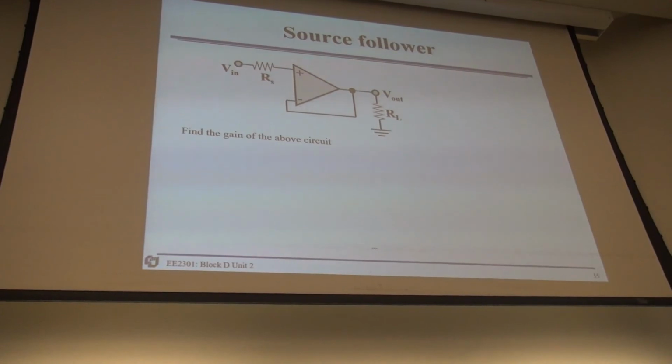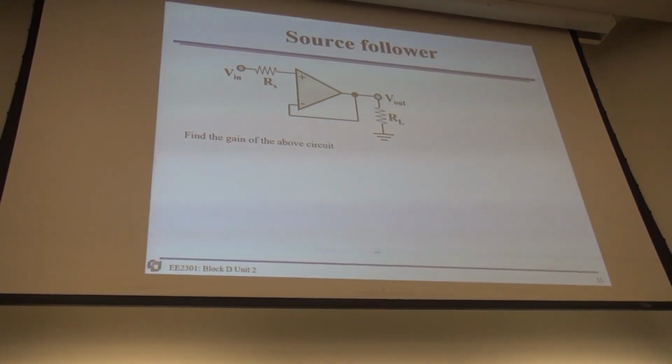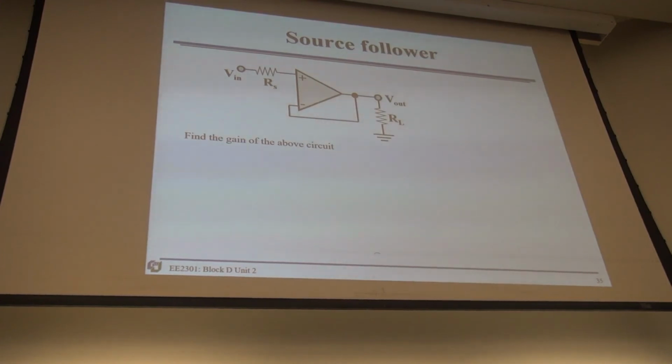Okay, let's do a source follower. We have already told you that this is called a voltage follower. It's very easy: V out is V in. What is the key feature? It's that the input resistance is so big, almost infinite, and the output resistance is very small.